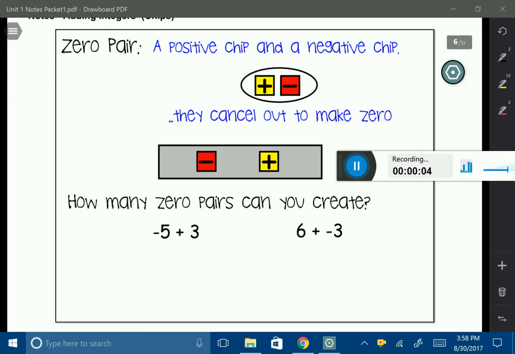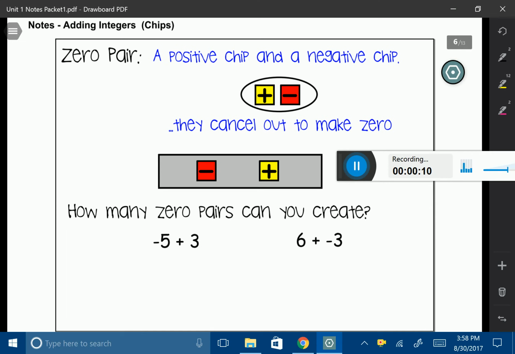Okay, in this lesson we are going to talk about adding integers again, but this time we're going to be talking about using chips instead of number lines. In the last lesson we talked about using number lines, and in this lesson we're going to talk about using chips. So just remember a little bit about an integer. An integer is a positive number, a negative number, or zero. It is not a fraction or a decimal.